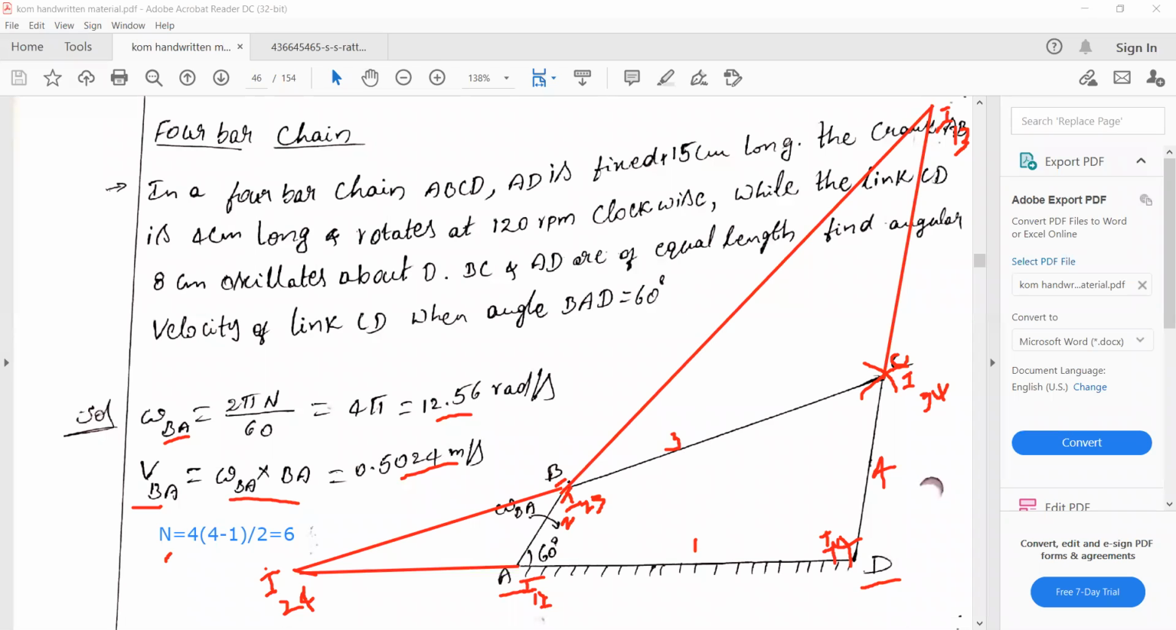Now what we do? So what are the determining values there? Find the angular velocity of the link CD. Just you have to find out the angular velocity of link CD. But you may know only the AB angular velocity or BA angular velocity. When we know that, then you may also consider this one.